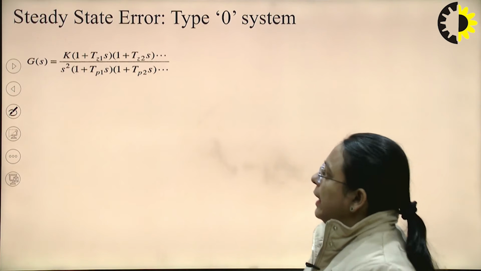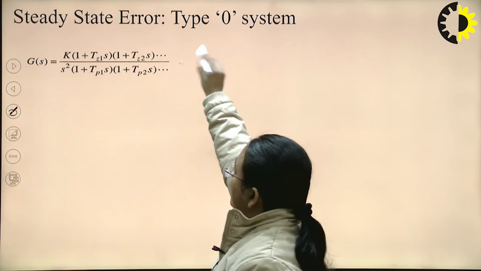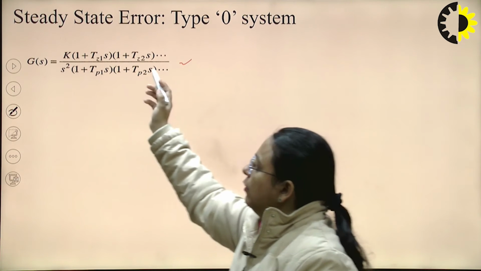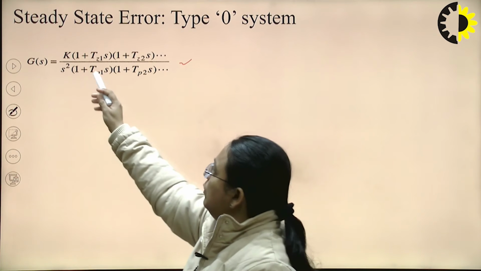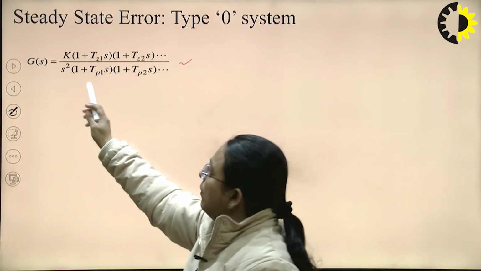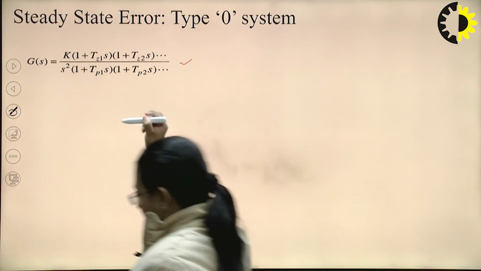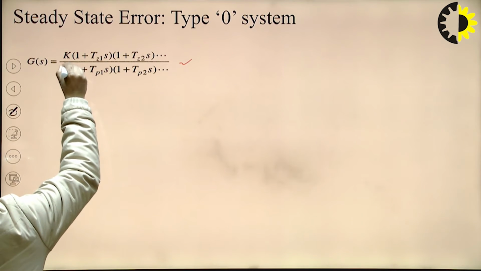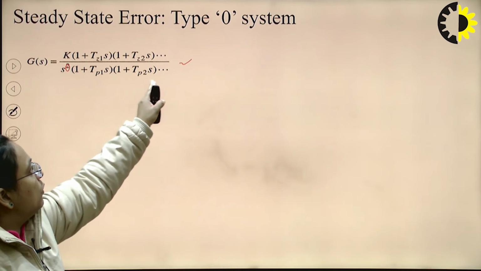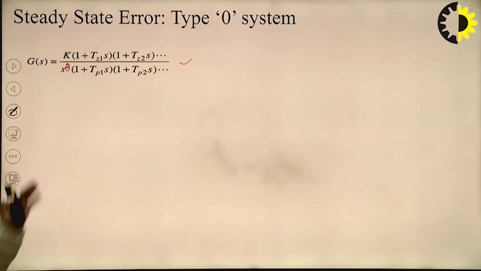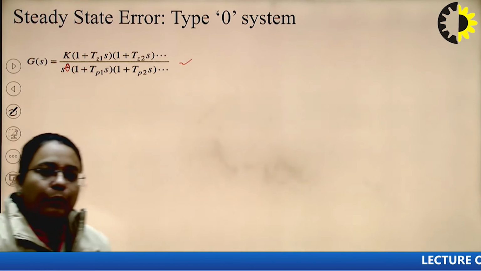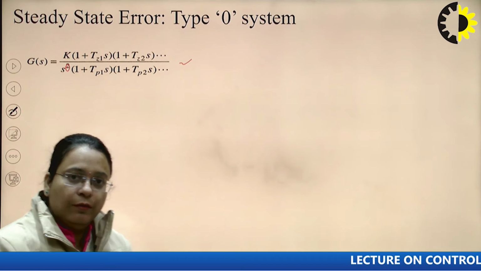Now coming to the type 0 system. Let us consider the open loop transfer function of a closed loop system, GS equals k into (1 plus Tz1 into s)(1 plus Tz2 into s) up to so on upon s raised to the power 0, (1 plus Tp1 into s)(1 plus Tp2 into s) up to so on. I will discuss the type 0 system for all the inputs: the unit step input, the unit parabolic input and the unit velocity input.